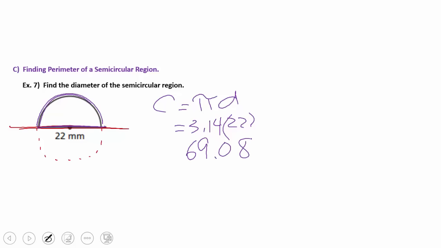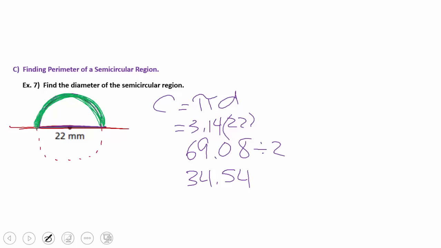We don't want the whole circle, so we're going to divide that number by 2. And when we divide it by 2, we get 34.54. Okay? Well, we're not done yet. That distance, 34.54, is this green distance right here. That's just the circular part of the semicircle.